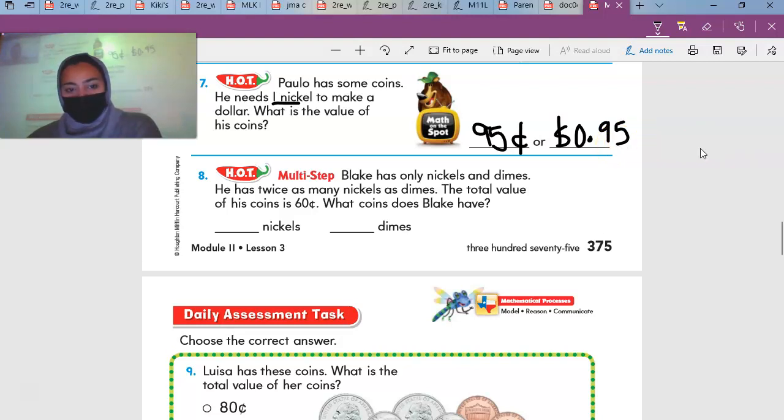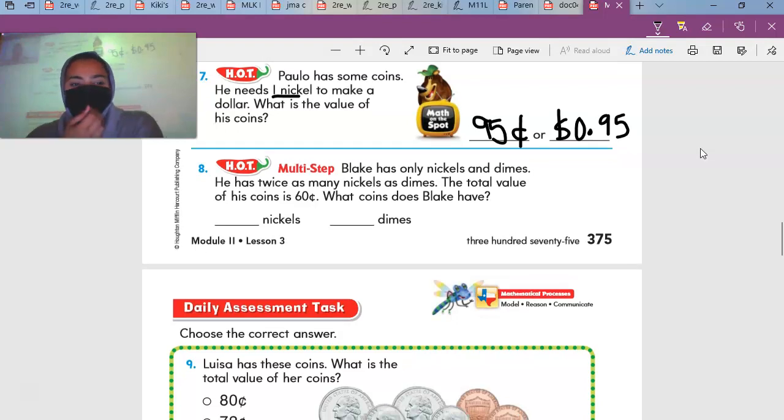All right, number 8. We're not going to do Professor Berger today. We're going to try to figure this out on our own. Number 8, it's multi-step. That means it's a 2-step problem. Blake only has nickels and dimes. Nickels are 5 cents and dimes are 10. He has twice as many nickels as dimes. That means 2 times as many nickels as dimes. The total value of his coins is 60 cents. What coins does Blake have?